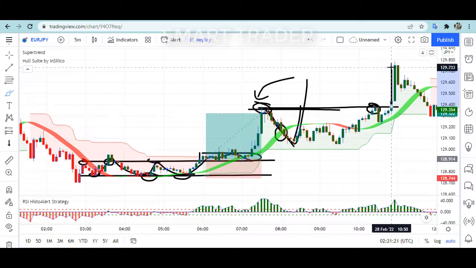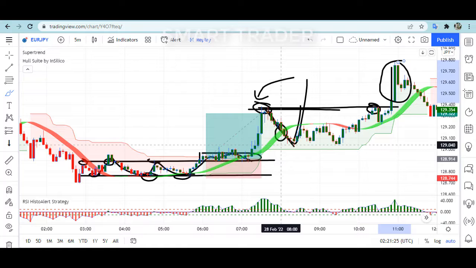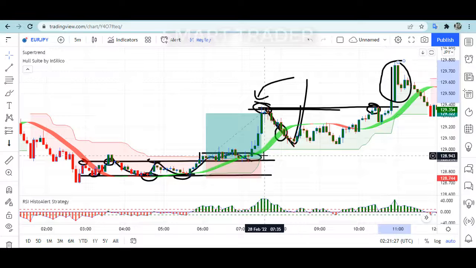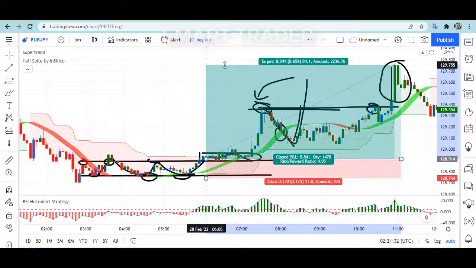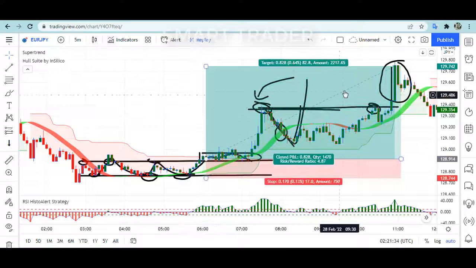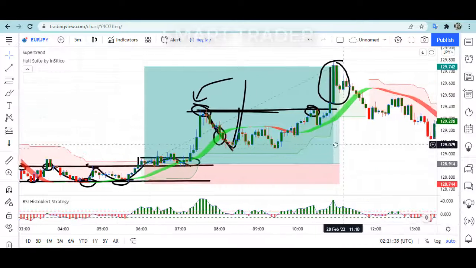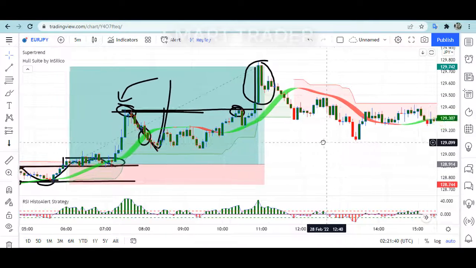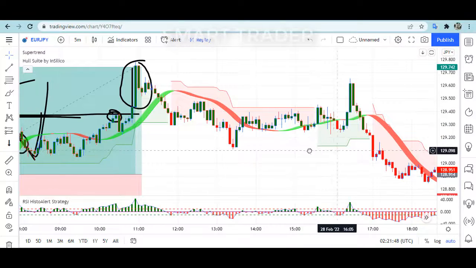Price breaks through, so here we can take profit. It's a good place to take profit. Okay, if you hold, you can have a risk and reward of 1 to 5. But with me, a risk and reward of 1 to 1 is a good risk and reward. 1 to 1 is very good.